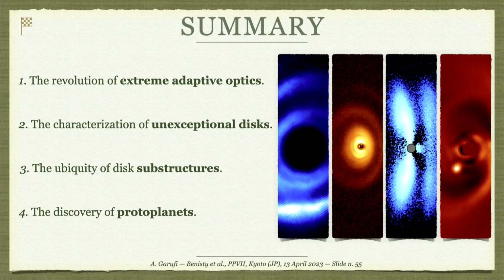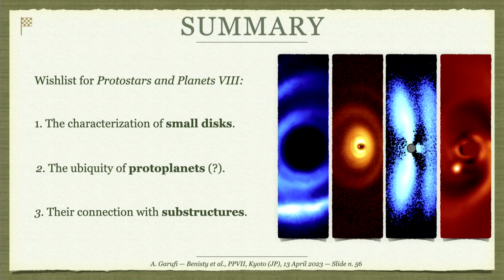And the main result is that we have an ubiquity of substructure. When a disk is bright and extended enough, then we have disk substructures. However, we could not yet connect this substructure to protoplanets. The discovery of the first protoplanets was revolutionary, but that's not enough to actually connect, of course, the disk substructure to the protoplanets.